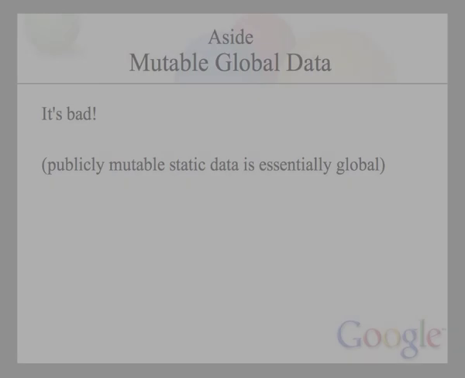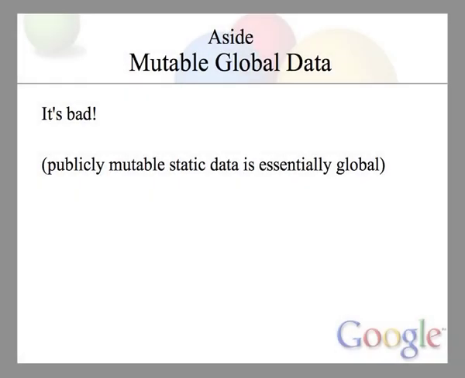Before I move on to some other flexibility concerns for this design, let me just take a brief aside to say global data is bad. Do we all agree we'd like to minimize the use of mutable global data in our system? I see some hands up. Okay, yes, reduce the use of global mutable data.